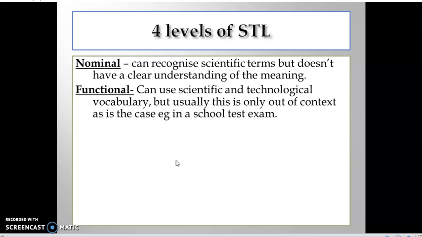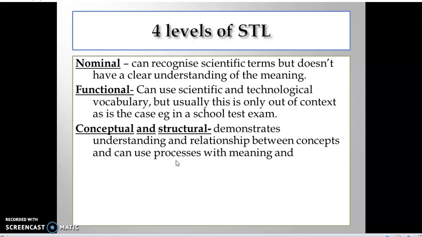Functional level, it can use scientific and technological vocabulary, but usually this is only out of context, as is the case, for example, in a school test exam. I am aware of the scientific and technological vocabulary, but I'm only using it for a reason. For example, if I have to write a school test, if I have to appear for an exam, I make use of that technological and scientific literacy that is functional for a reason.